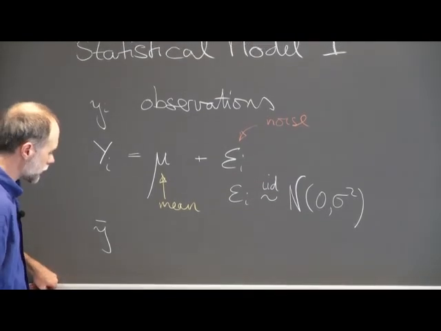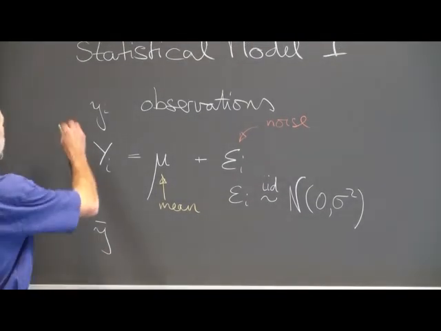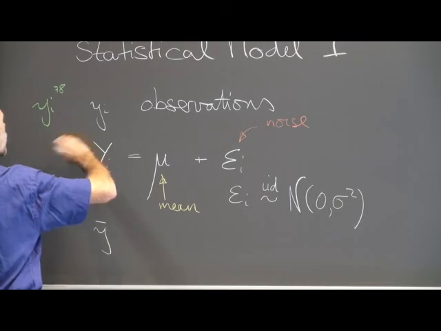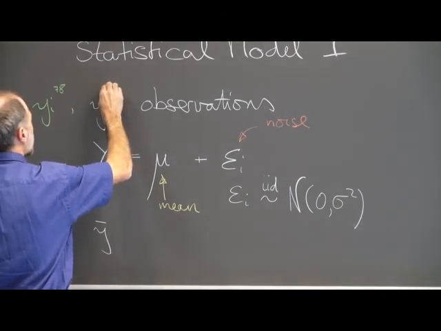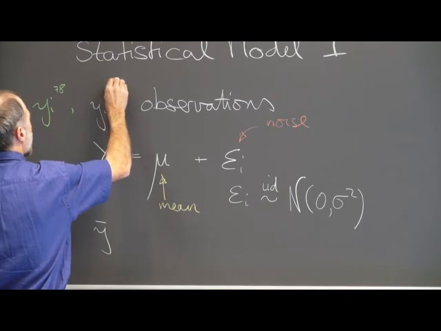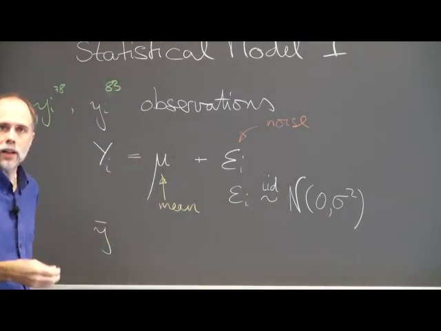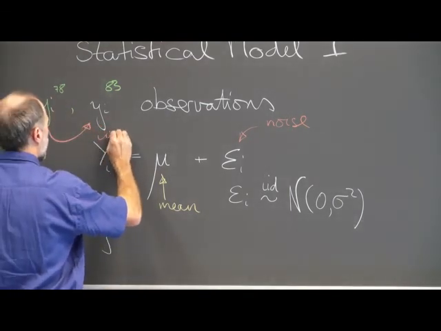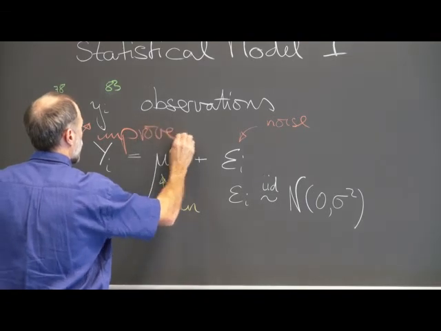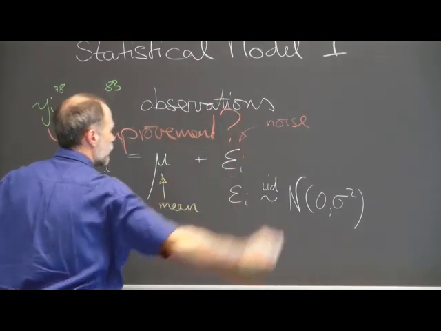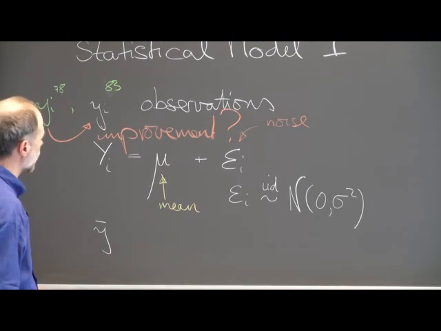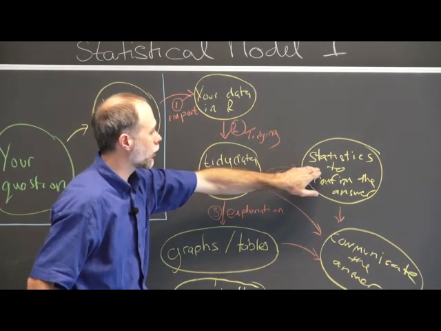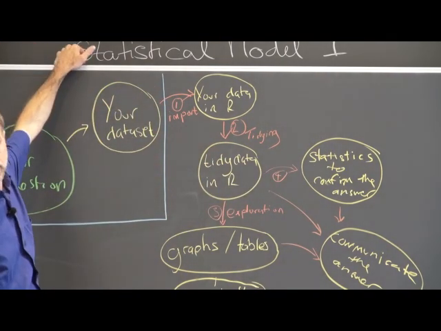So maybe we could write here yi, so in the year 78, and yi in the year 83, and then compare if there was some improvement over the years. I would like a formal way to confirm this answer.